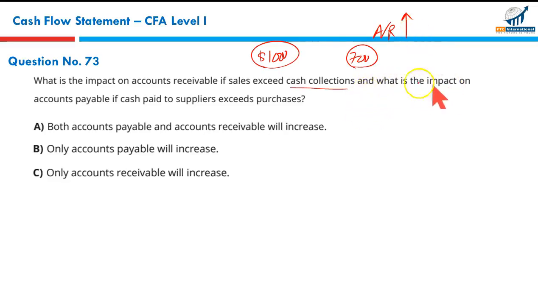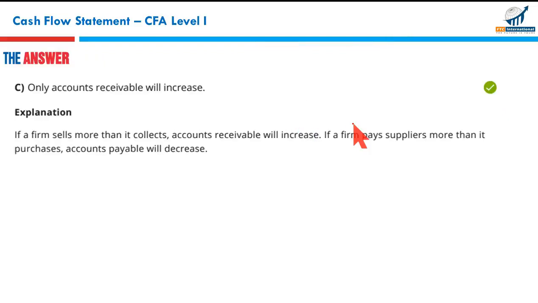Right? And what is the impact on accounts payable if the cash paid to suppliers exceeds purchases? We have paid more cash to our suppliers, where we have made the purchase for just maybe 900. We have paid more, purchased less. It would have resulted in a decrease in accounts payable. So it says both accounts payable and accounts receivable will increase. Wrong. Accounts receivable increase, accounts payable will fall. Only accounts payable will increase. No. Accounts payable will fall. Only accounts receivable will increase. That's the correct option. C. C it is.